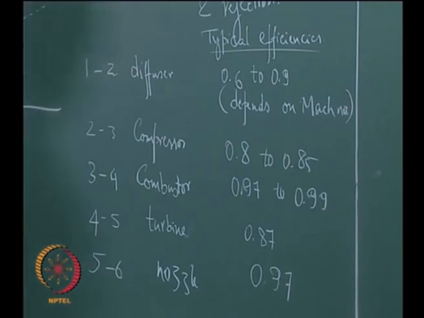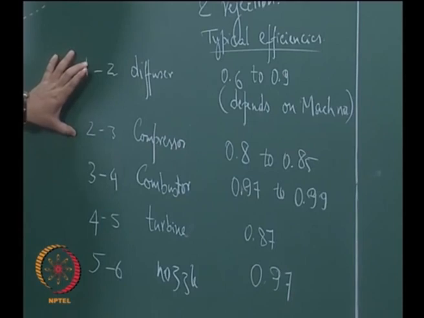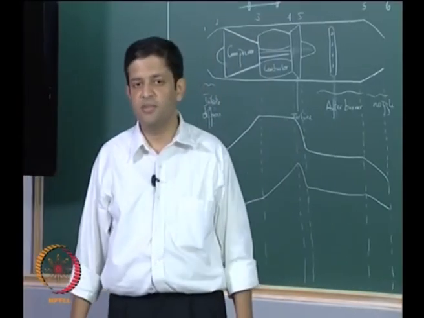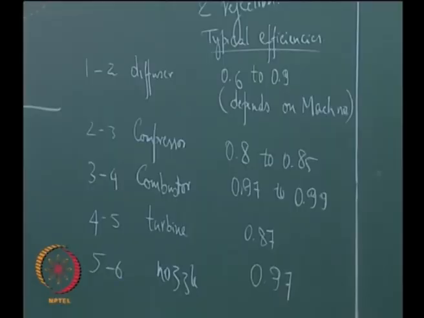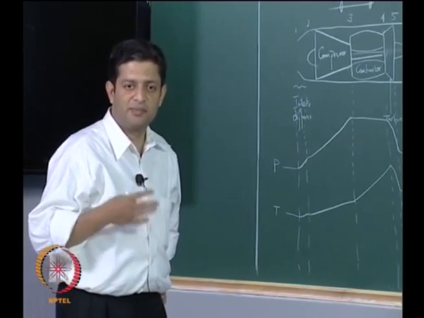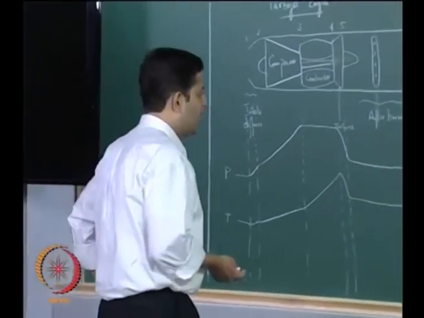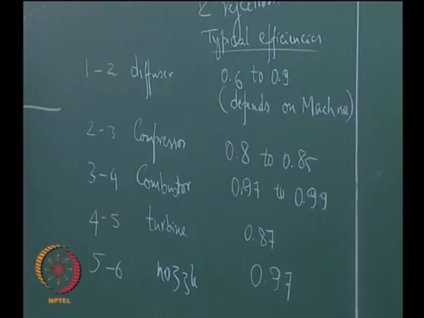You will notice that the efficiencies for these two processes are much lower than efficiencies for these two processes. Why do you think that is? Yes, if you take a look at the diffuser or the compressor, in the diffuser and the compressor the pressure is increasing, so you have what is known as an adverse pressure gradient, whereas if you look at the turbine and the nozzle there is a favorable pressure gradient. Okay. So therefore the efficiencies with turbine and nozzle are bound to be higher than efficiencies with diffuser and compressor.